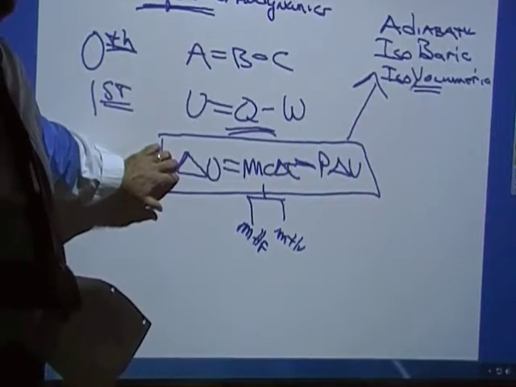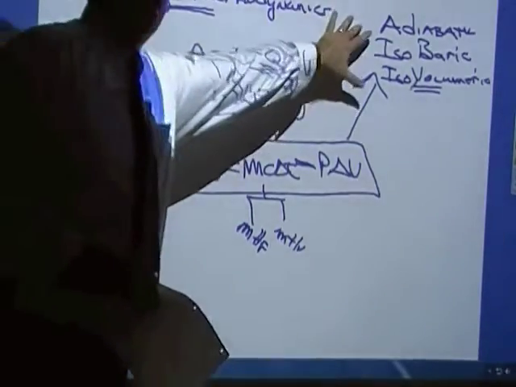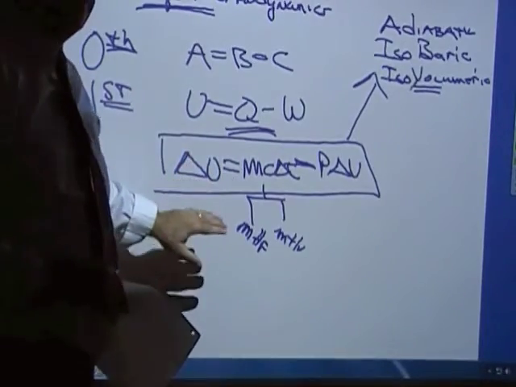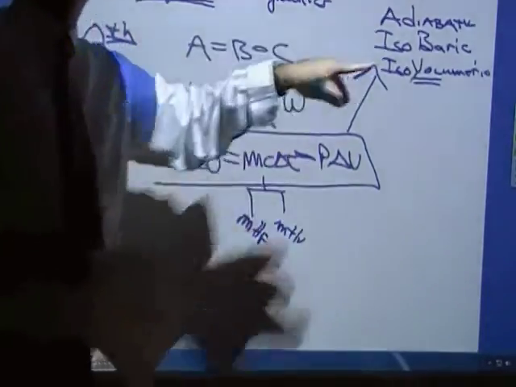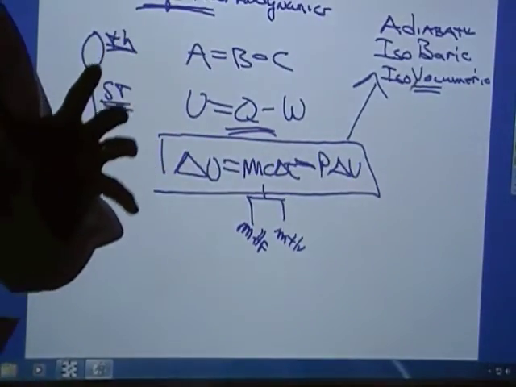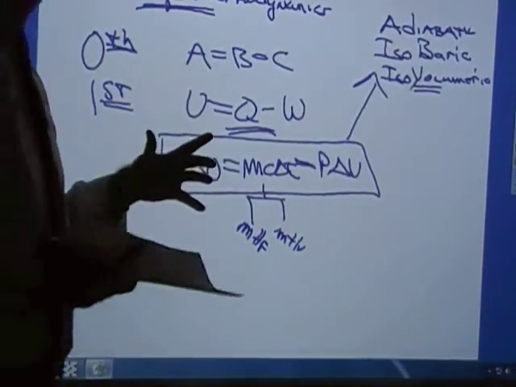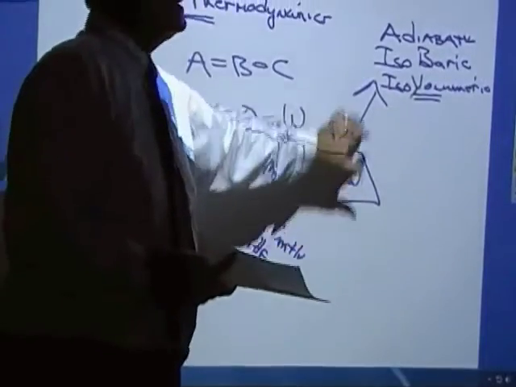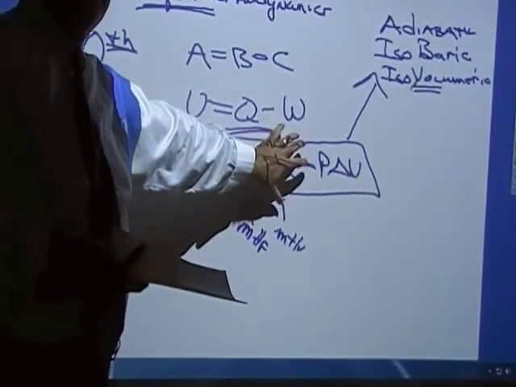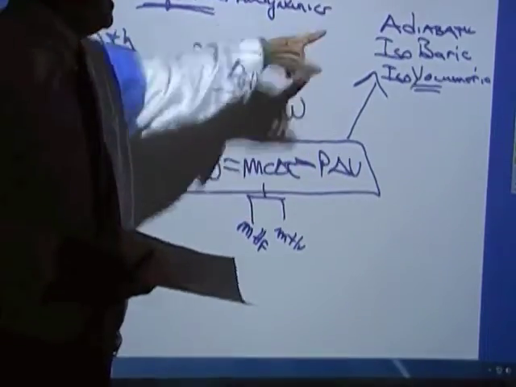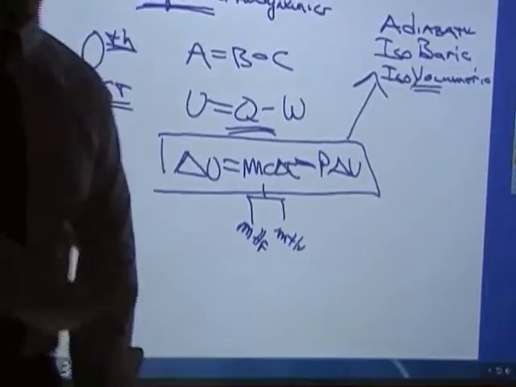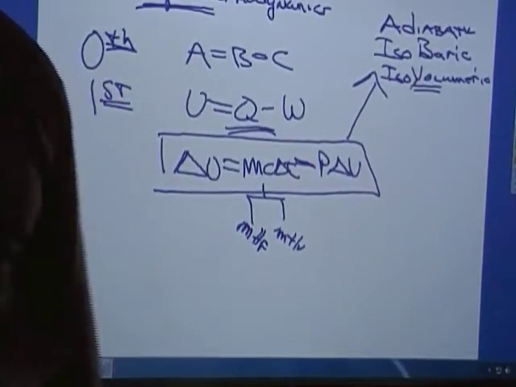Isobaric. Agreed? Adiabatic, what does this become? Negative W? Nope. Adiabatic. What are we holding constant for adiabatic? Temperature we're holding constant, so therefore what drops out? MC delta T. So for adiabatic, the internal energy of a system becomes negative the work. Agreed?